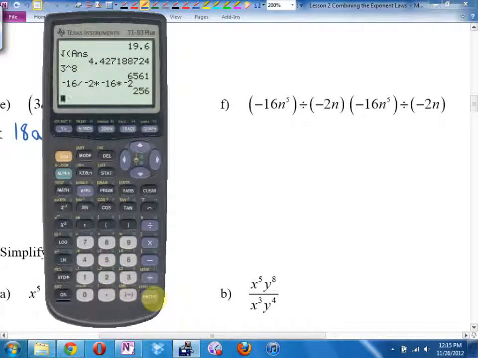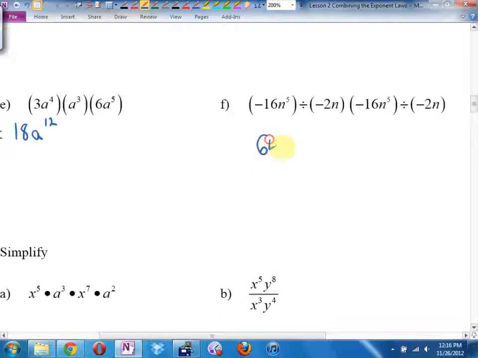There's the numbers. Negative 16 divided by negative 2 is 8, times 16, divided by negative 2, is 64. Then let's do the letters. N to the 5th divided by n. N to the 4th times n to the 5th divided by n. N to the 8th. I don't know if they're going to give you one quite that weird, but we can handle it.